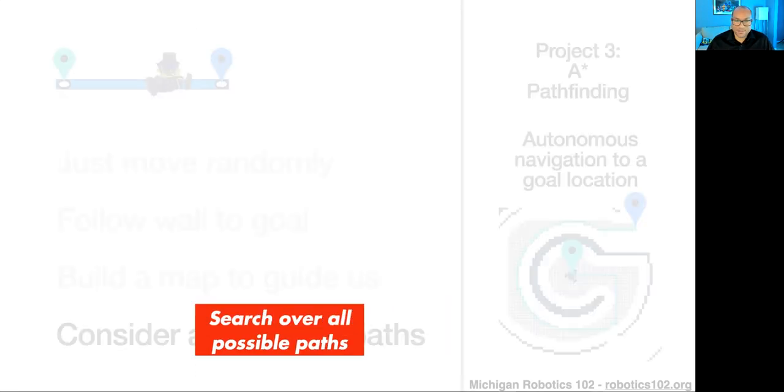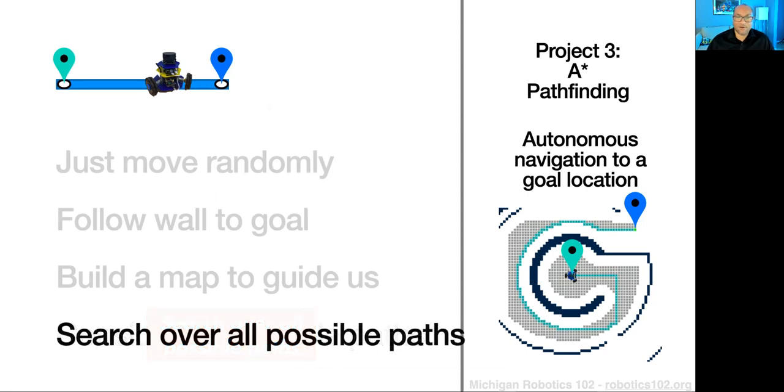And so our consideration of all possible paths, the search over all of these possible paths, is what's going to allow us to find the path from a goal to a start, assuming that one of those paths exists.